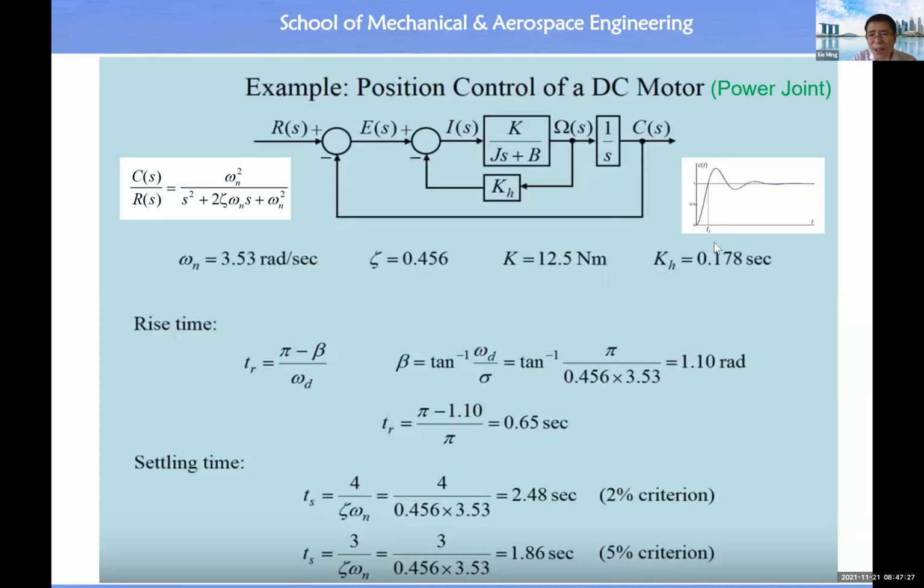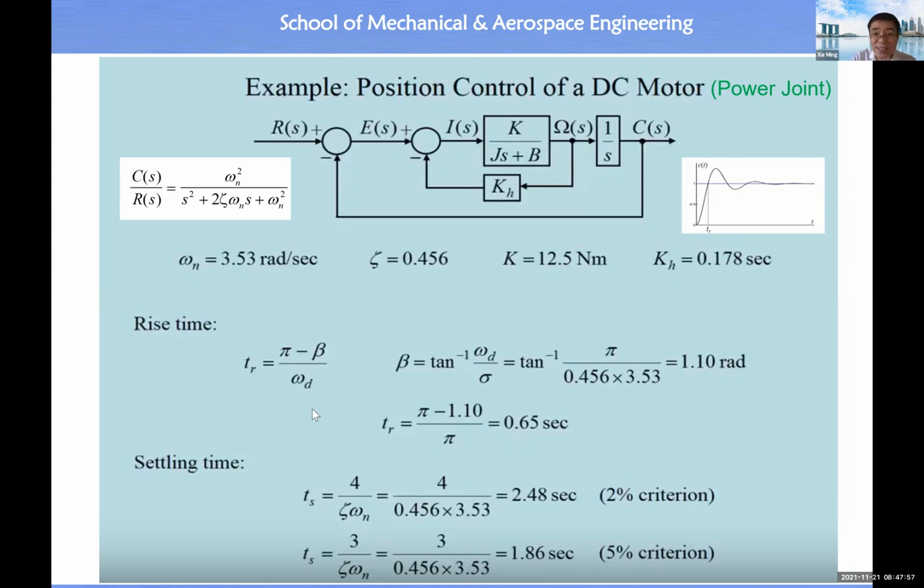In this case, the rise time is equal to the time when the output first reaches the steady state response. Because we may have another definition of rise time, which is the time taken by the output to go from 10% to 90%. But for this example, we follow this definition: the rise time equals the time when the output reaches the steady state response for the first time.